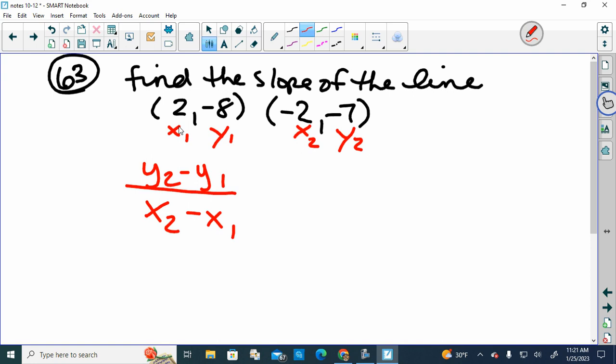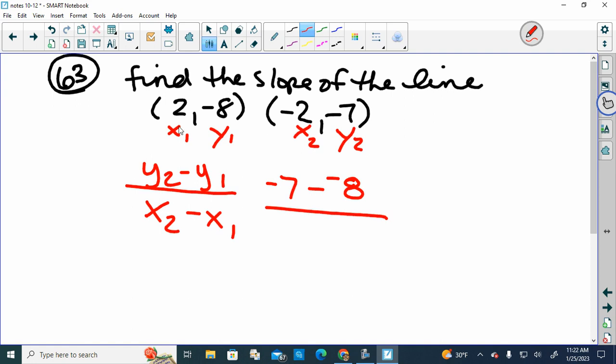With the y's on top. Don't think alphabetical and put x's on top. It's y's is the rise, and over run, which are your x's. Okay. So y2, so my y2 is a -7. The minus is part of the equation. It doesn't replace a negative that's attached to the number, so that's there. Okay, and then my y1 is a -8.